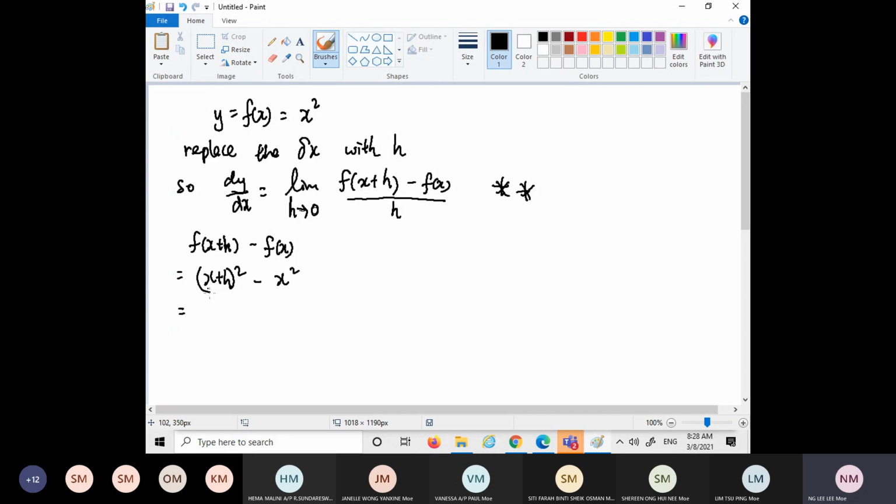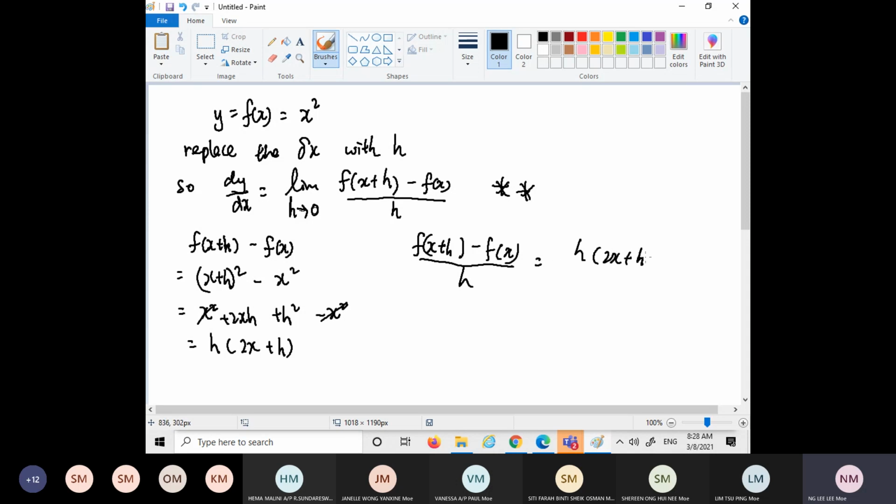Here you need to do expansion. So x squared plus 2xh plus h squared, minus x squared. This one is no more. So 2xh plus h squared. I factor out one h, so it will become like this. Next, I want this over h. What you get from here, over h, so you can cancel. Now this thing becomes this.